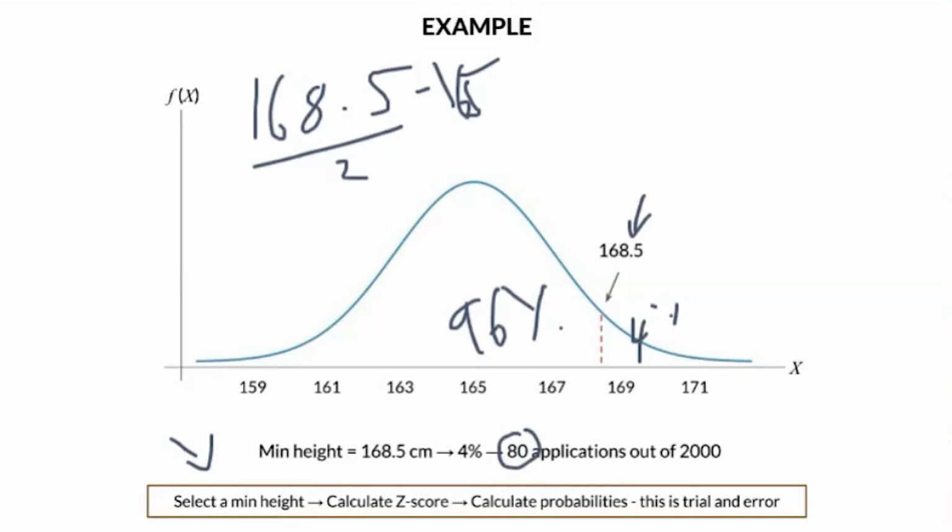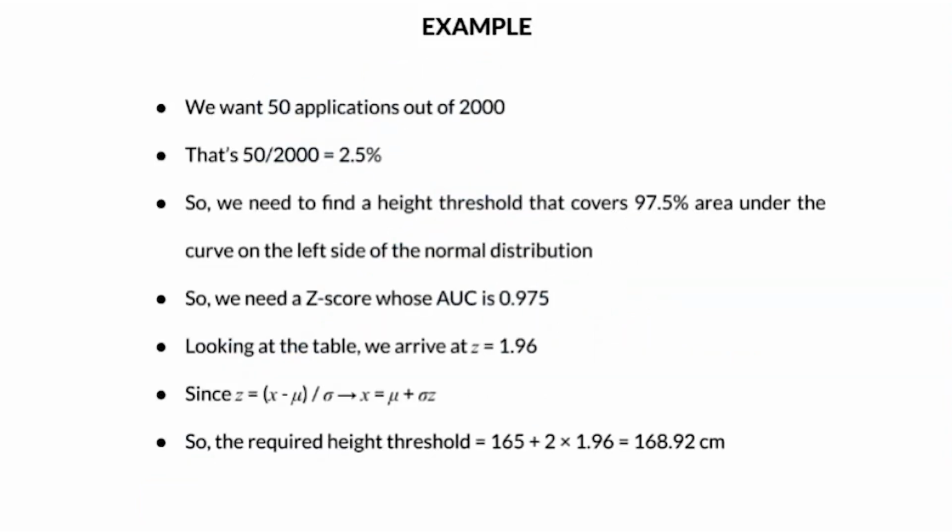But should we be doing trial and error so much? No, there is actually a very easy way to figure this out. How do you do that? See, the full thing is in this slide. We want 50 applications out of 2000. What's that proportion? 50 by 2000. If you do 50 divided by 2000 into 100, you will get 2.5%. Basically, we want to retain 2.5%.